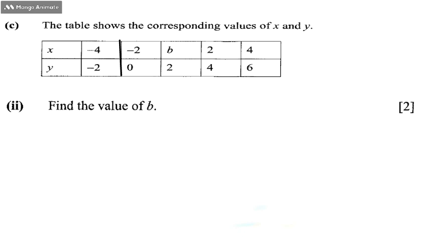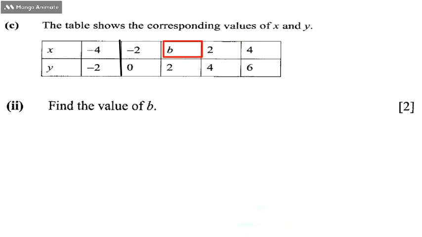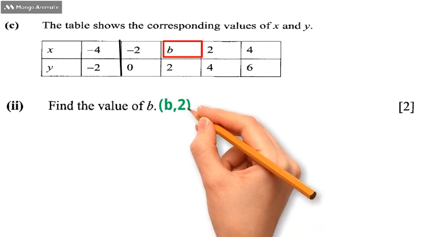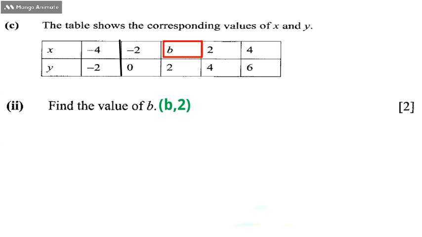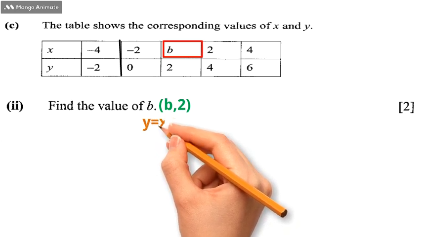C2. Question C2 is as follows. Find the value of b. To find the value of b, we're going to check where b is on the table where the values of x and y are presented. So b is here. The coordinates where b is are b comma 2, so y has the value of 2. We're going to use the function which we found in C1, which is y is equal to x plus 2.